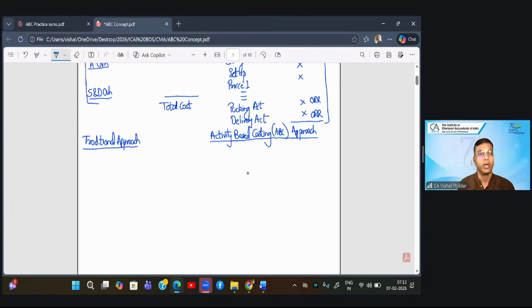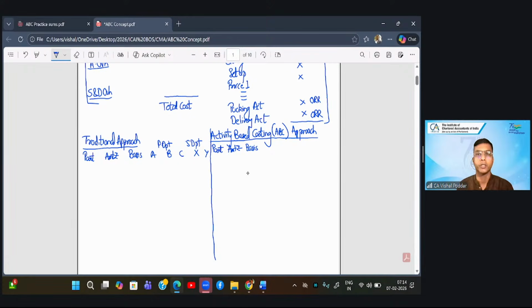Now, try to recall, in the traditional approach we followed the primary secondary distribution and we computed ORR. So I'm just repeating that table. You have particulars, amount in rupees, basis, and then you had production departments and service departments. Production departments A, B, C, service departments X, Y. Similar to that, in activity based costing you have particulars, amount, and basis.